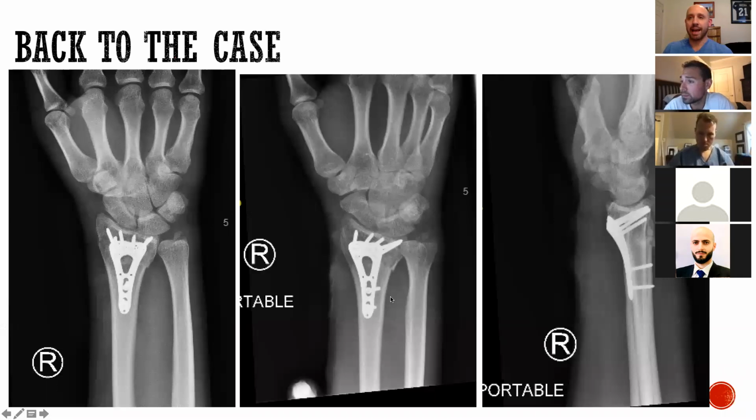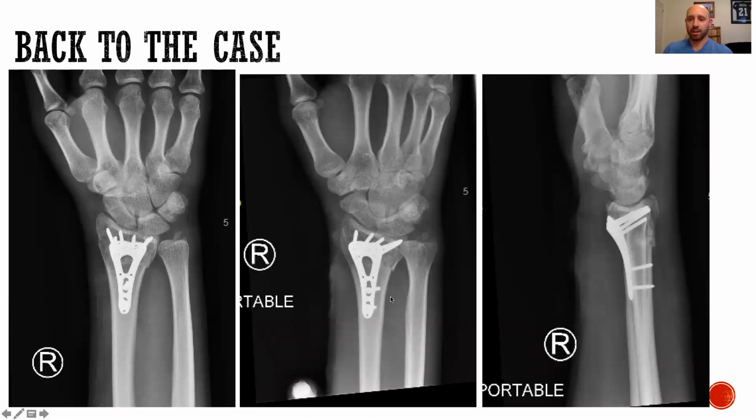And looking at that lateral, can you explain why you're going to put the plate more distal? Why it's in that position? Yeah, so there are a few reasons why you don't want to put the plate more distal.